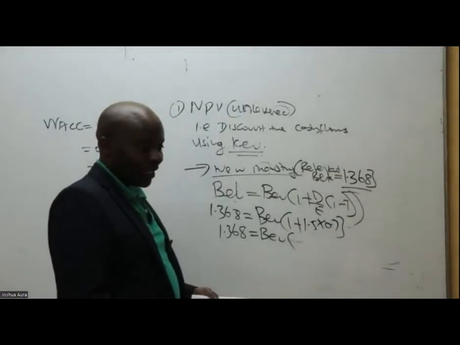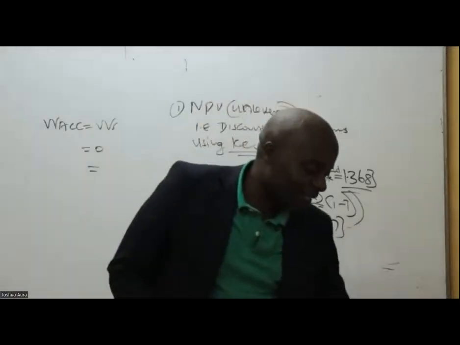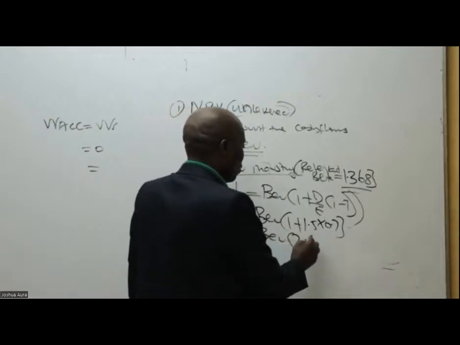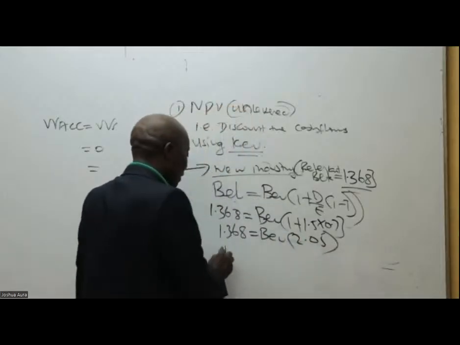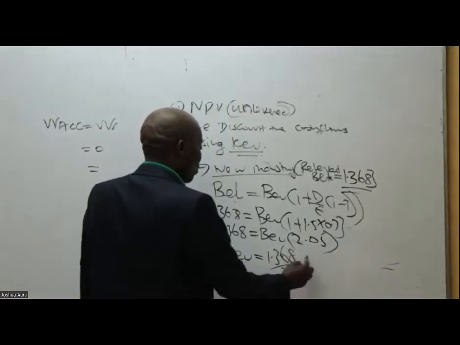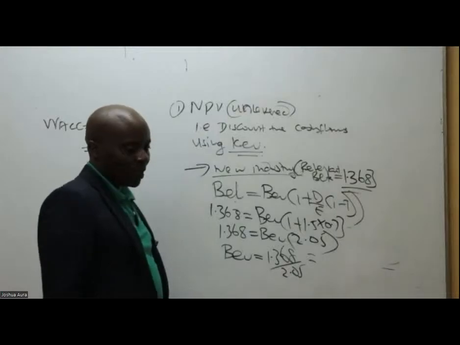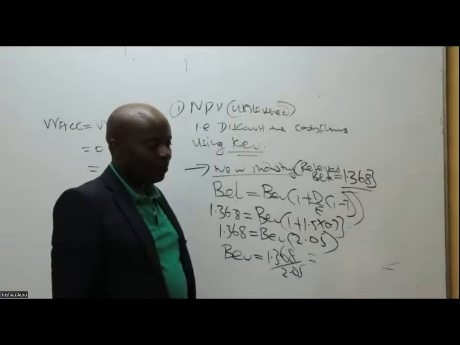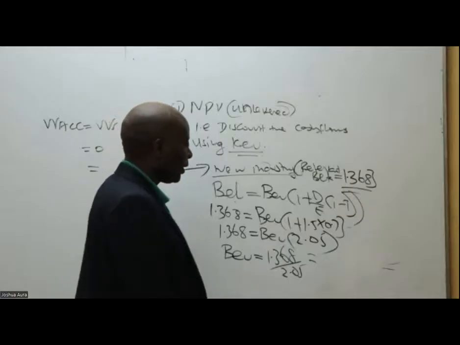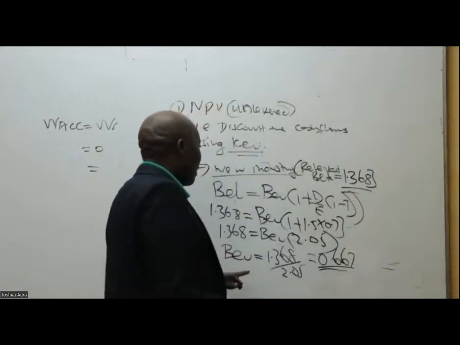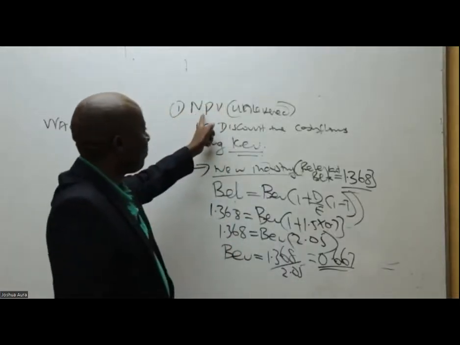I happen to have another class, so you have to move with speed. We must move with speed. It is 2.05, and then I will be able to get the famous beta by taking 1.368 divided by 2.05, which will end up giving me what figure? Bill will end up giving me what figure, ladies and gentlemen? 0.667.